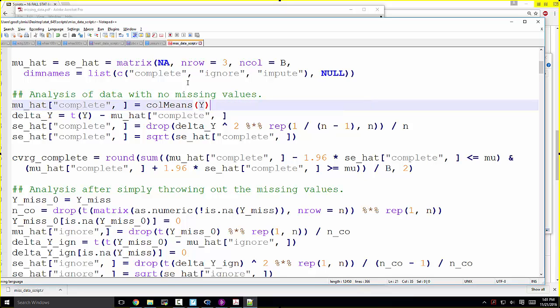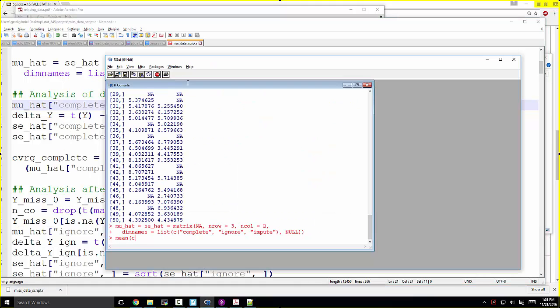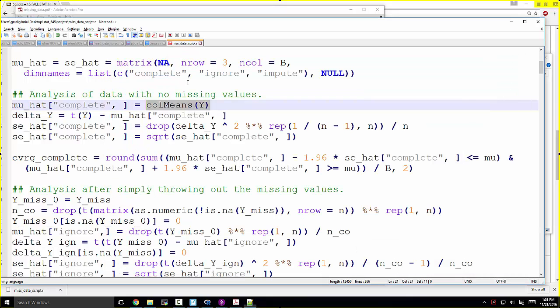Just compute y bar for all the simulated data sets. There's no missing values. If there were missing values, we would get NAs from this calculation, because if you ask R to compute an average when there's a NA, like the mean of 3, 0, NA, 5, it will give you back NA. But capital Y, there's no NAs. So just compute the column means.